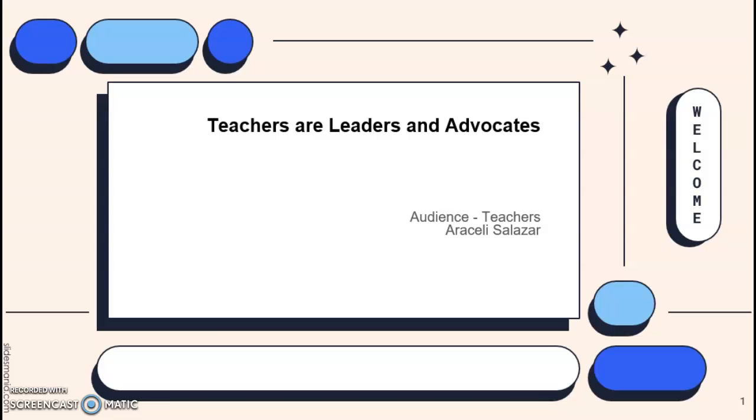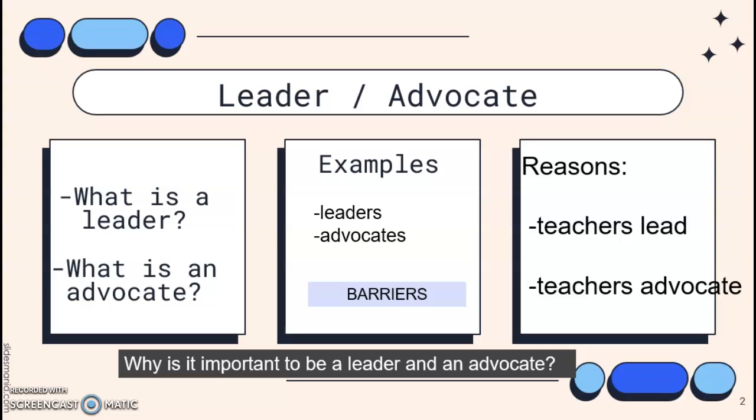The title of our PD is Teachers Are Leaders and Advocates. Today we will be talking about teacher, leader, and advocate. What is a teacher leader? What is an advocate? Some examples of leaders and advocates. Some barriers that keep teachers from being a leader and advocate, the reasons teachers lead and advocate, and why it is important to be a teacher, leader, and advocate.